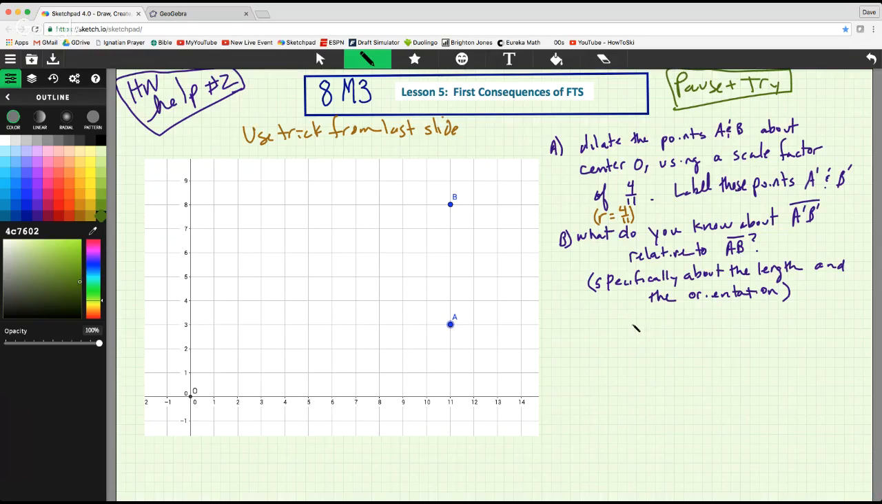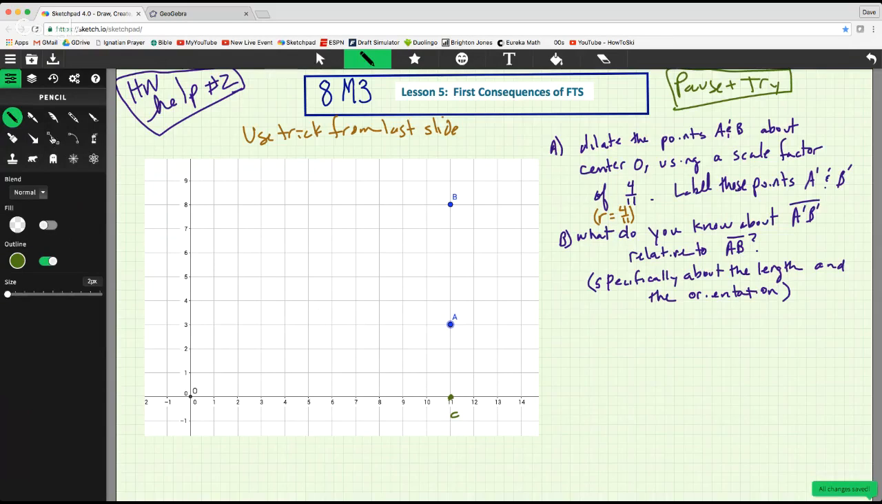Okay, I assume that you are now back. So we're going to do the same trick. Let's dilate point A. So let's drop it down. We're going to create point C right here. We're going to use that same trick. We're going to drop it down.